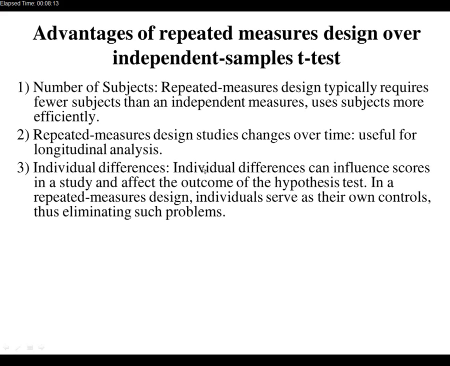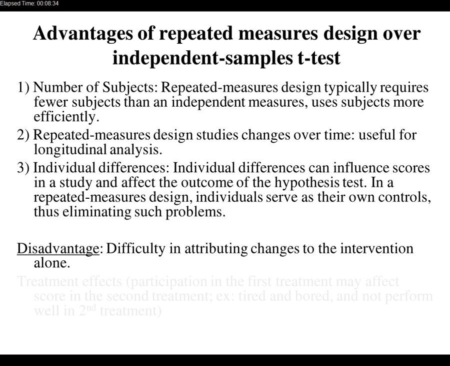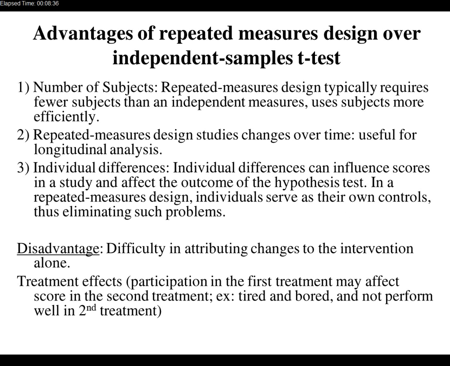And individual differences can influence scores in a study and affect the outcome of the hypothesis test. In a repeated measures design, individuals serve as their own controls, and that way they eliminate problems. The disadvantage is that there's difficulty in attributing changes to the intervention alone. Treatment effects: participation in the first treatment may affect the score in the second treatment. An example is that you get tired and bored and don't perform well in the second treatment, or you begin to deduce the reason for the study. And it requires data collected over time.